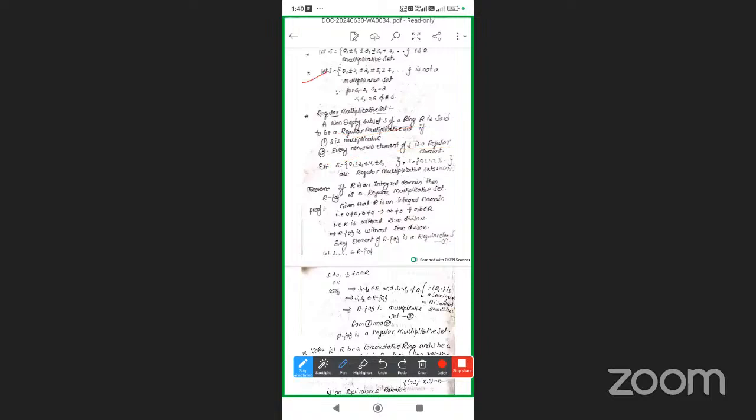S equal 0, plus or minus 2, plus or minus 4, plus or minus 6 up to 7. S equal 0, plus or minus 1, plus or minus 3 up to 7 is a regular multiplicative set in Z under plus and dot.